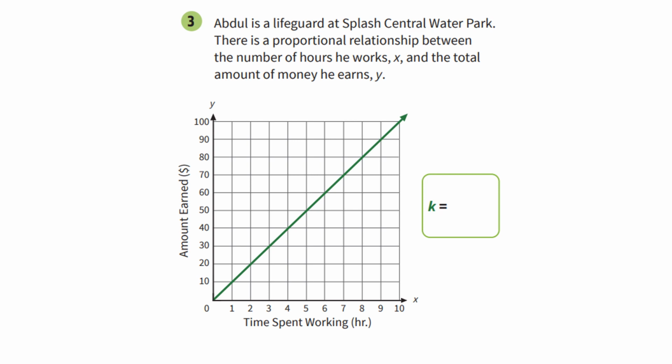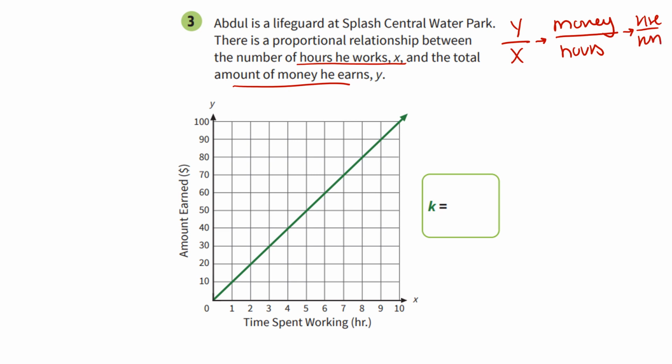Number 3. Abdul is a lifeguard at Splash Central Water Park. There's a proportional relationship between the number of hours he works, X, and the total amount of money he earns, Y. So Y over X is going to be reflective of our amount of money, and our X value is going to be the amount of hours, which reflects our rise over run graph. Plotting our points on the graph, there are several that we can read clearly. And so we're going to count our values.